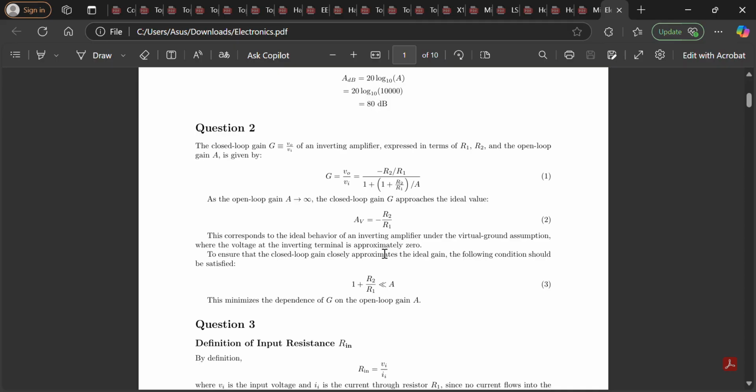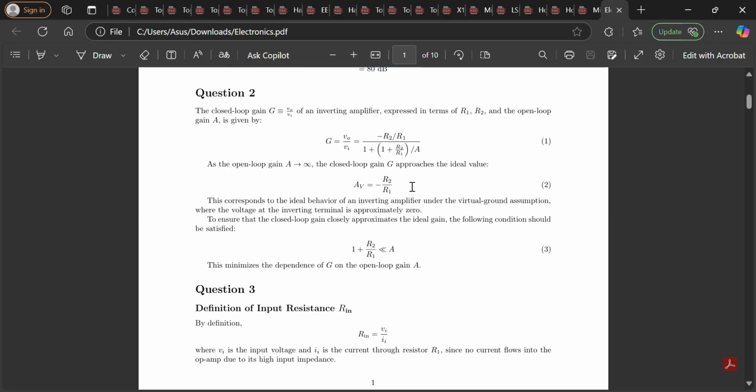Question number 2. In an inverting amplifier, the closed loop gain is affected by both the feedback network and the gain of the operational amplifier. So we can see the open loop gain here, and we should express this in terms of R1 and R2. So the general gain formula when considering a finite open loop gain A is this one.